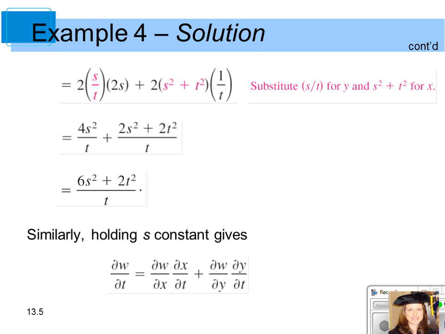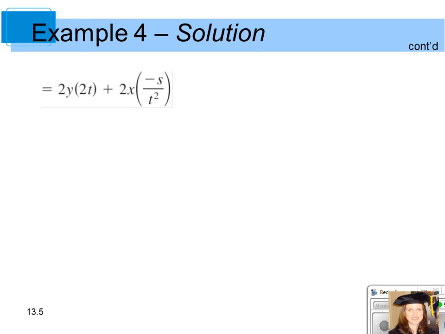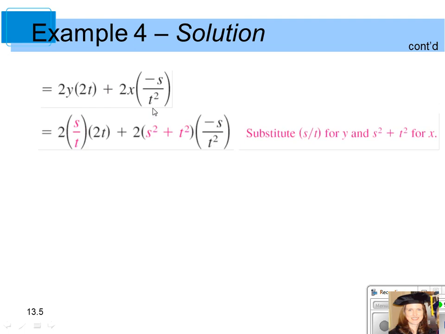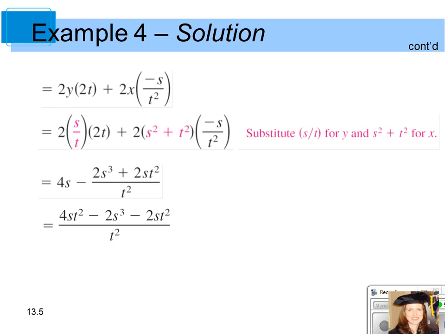Okay. Now if we want to find the partial derivative of w with respect to t, we are going to hold s constant and we get the partial derivative. These two are going to be the same, the 2y and the 2x. The parts here are going to be your partial derivative of x with respect to t and the partial derivative of y with respect to t. Again, by doing the substitutions, replace what x and y are equal to in terms of s and t, and simplify the equation to get the result.